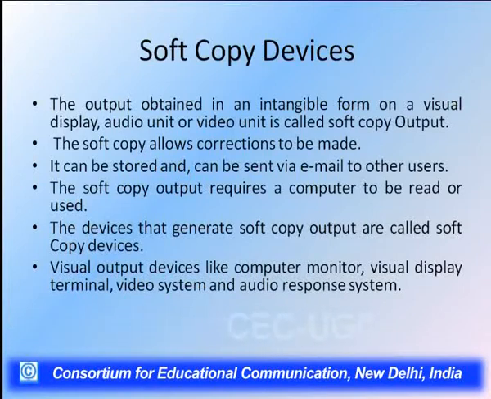In case of soft copy devices, we will see there are different examples like the computer monitor, the visual display terminal, the video system, and the audio response system. Now, we all are aware of computer monitors. We have seen how the technology of computer monitors has evolved over the years. Earlier, the monitors available were CRT monitors, that is cathode ray tube monitors. Now there are flat panel monitors; earlier there were LCD monitors, now we have LED monitors. In case of monitors, we talk about topics like the refresh rate of the monitor. The higher the refresh rate of the monitor, the better is the quality of the image.